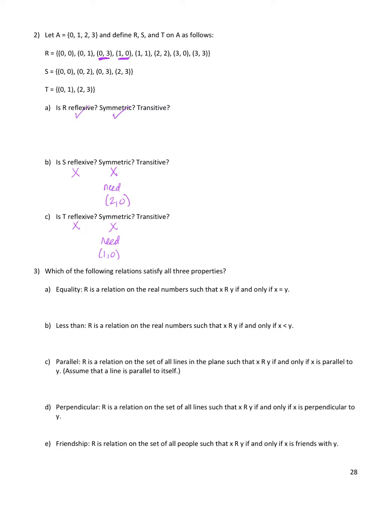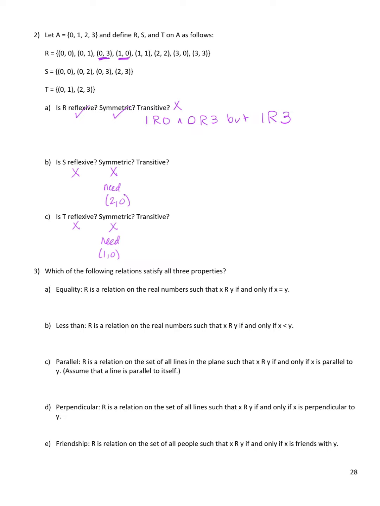Okay, so 1 is related to 0, and 0 is related to 3, but 1 is not related to 3. So for this to be transitive, 1 would have to be related to 3. 1 comma 3 would have to be in the set. So this is not transitive.